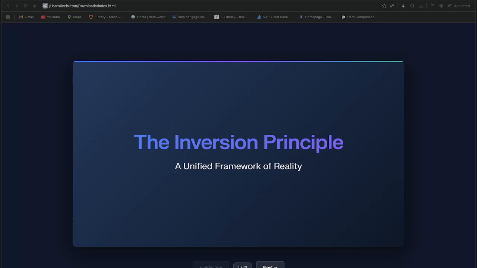All right, welcome. Today I am going to introduce a unified framework of reality called the Inversion Principle. This theory proposes that quantum, molecular, spatial, and perceptual phenomena all spring from a single topological law, right? Our journey will span scales from electrons to consciousness.